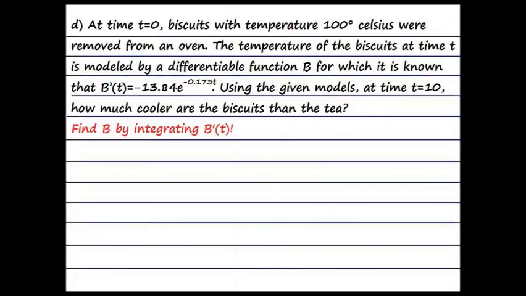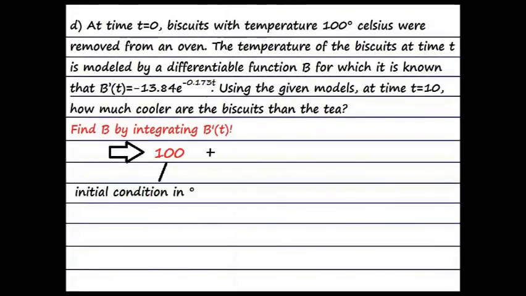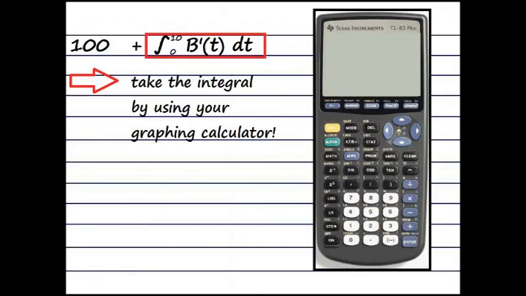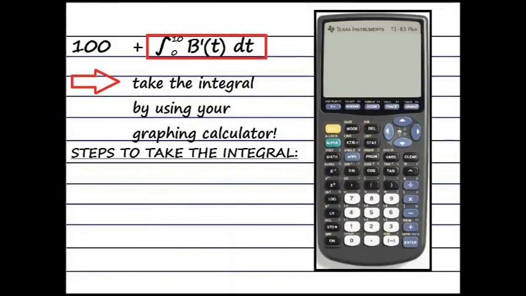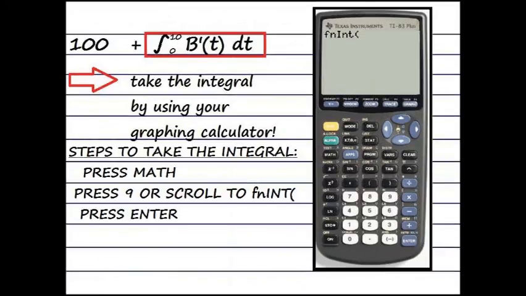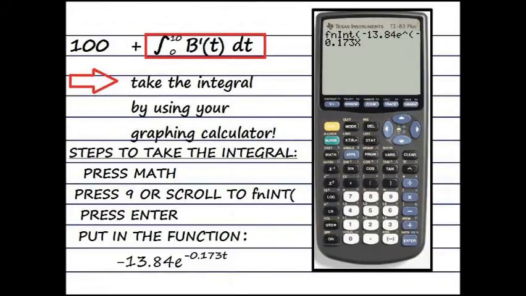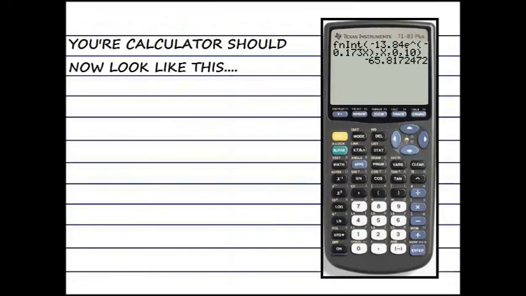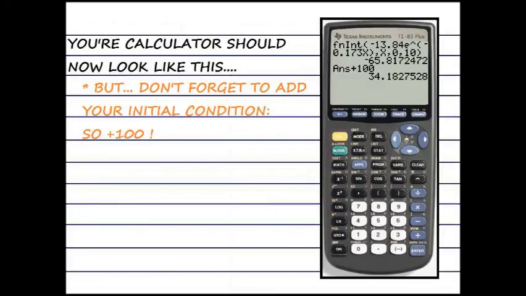Given B'(t), you integrate the function to find B(t), which is the temperature of the biscuits at time t. You then add 100 since it is the initial condition. To take the integral from 0 to 10 of B'(t) dt, you use your graphing calculator. Press Math, press 9 or scroll to fnInt, press Enter, put in the equation negative 13.84 e to the negative 0.173t. Then add a comma, x, comma, 0, comma 10, parentheses, and press Enter. Your calculator should now look like this, but don't forget to add your initial condition, so add 100.